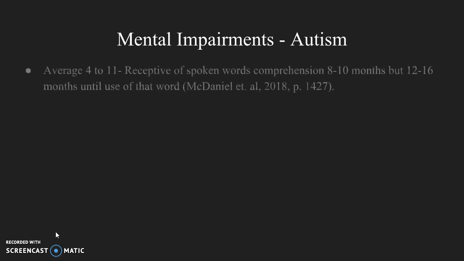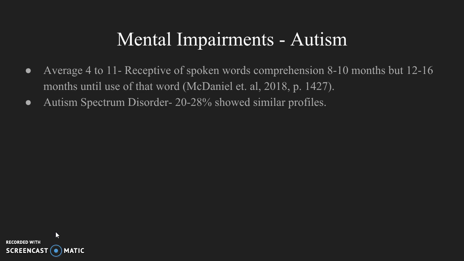Now, to start with the impairments, the first one we will talk about is autism. Now, when looking at a range of average 4 to 11-year-old children, receptive is spoken word comprehension, which usually will take 8 to 10 months to fully comprehend within the mind. But it will take around 12 to 16 months until the children will use those words.